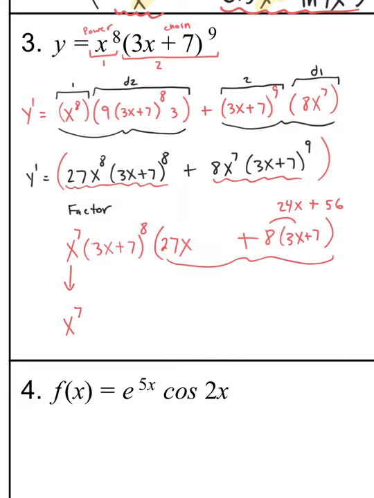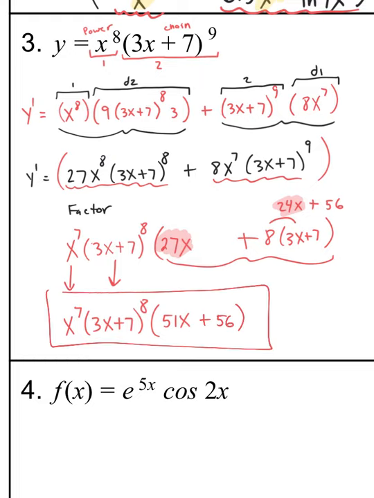So now common factors come down. They are part of the answer until the very end. So x to the 7th and (3x + 7) to the 8th. Now inside here we add like terms. As you can see, we have 27x's here and 24x's here. So that gives us 51x, and then of course I still have a 56 there. So plus 56. And there is my final best simplified factored product rule answer.